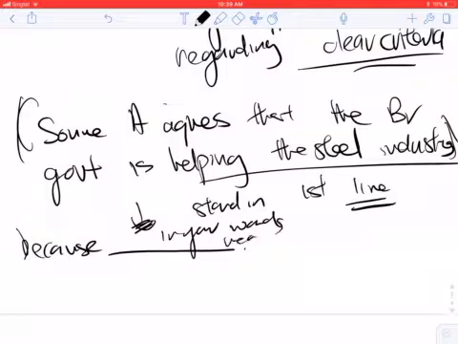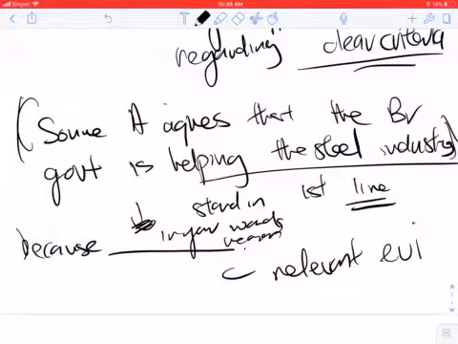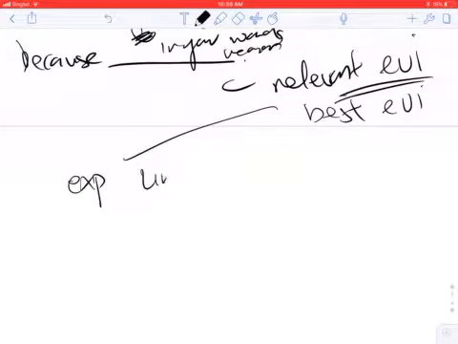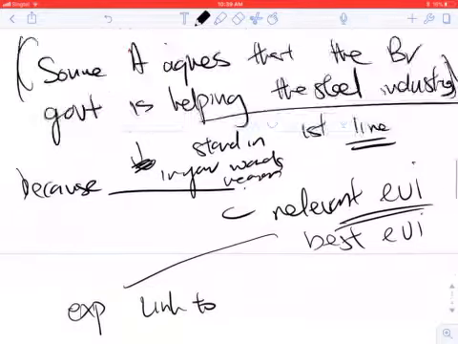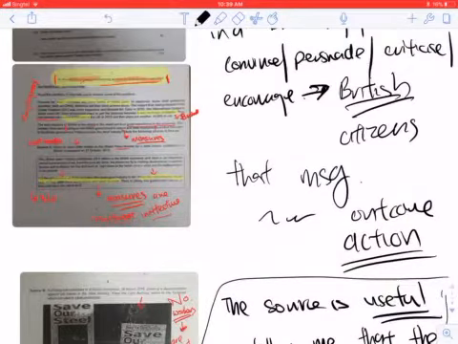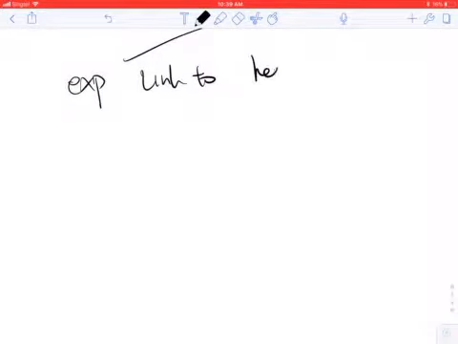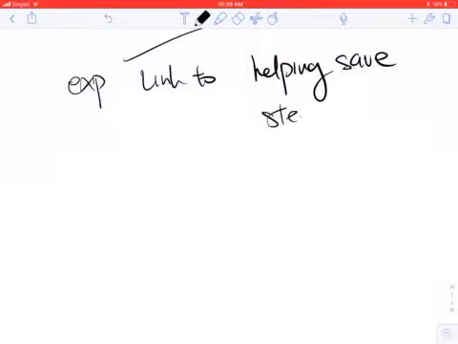Reason. Then relevant evidence. Make sure it's relevant and the best evidence. Read carefully to find the best one. Then when you explain, you must link back to what's the question? So you follow the question. Think back to helping to save the steel industries. So how does this link?